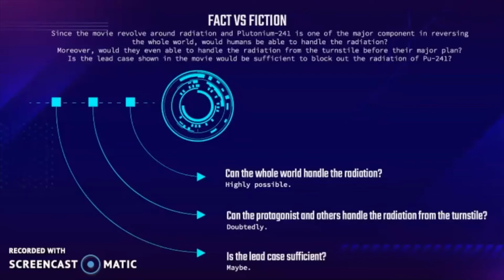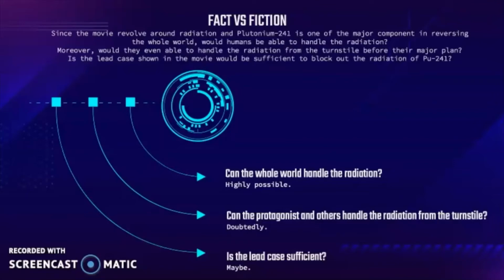Weak gamma rays can be compared with stronger versions of the X-rays of a CT scan, which humans are also exposed to when necessary. This may not kill you instantly, but it is all about the accumulated damage. So the next question is, would they even be able to handle the radiation from the turnstile before their major plan?